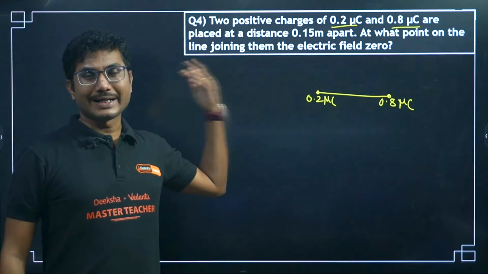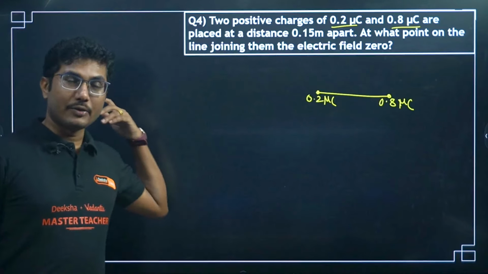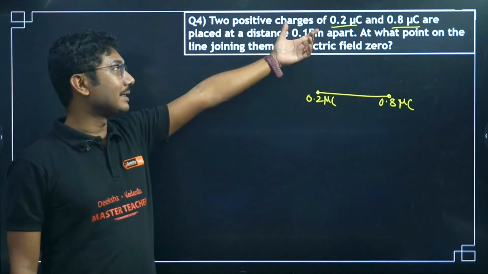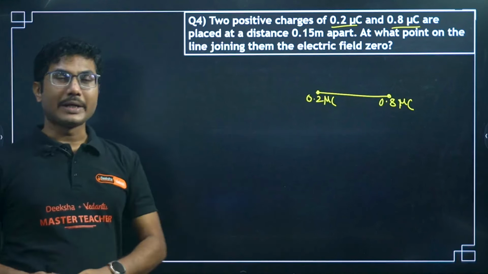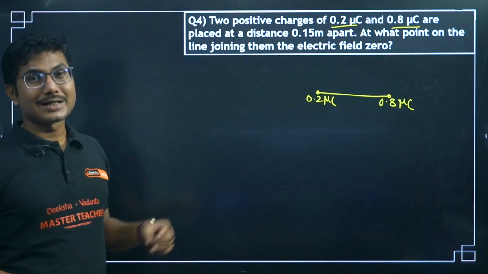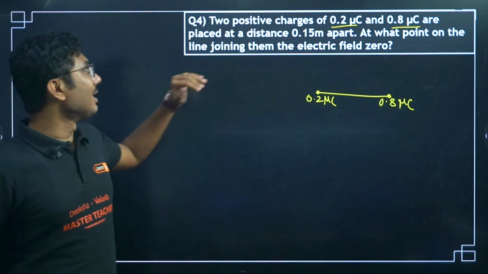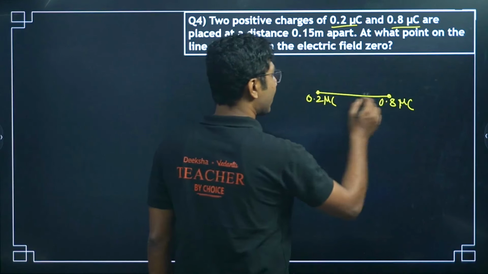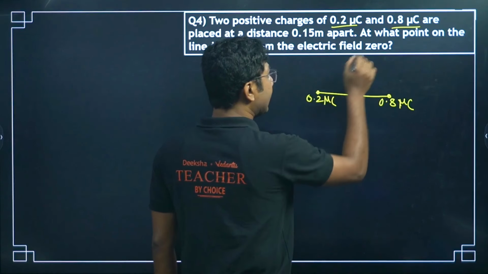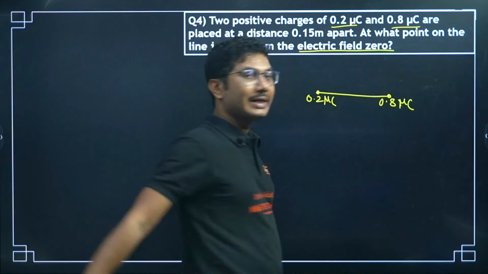I have seen students get confused and put what they have practiced rather than whatever is given in the question. Okay, so 0.2 microcoulomb and 0.8 microcoulomb are given. Now they ask you the point on the line joining the charges where the electric field is 0. Okay, so for two positive charges, this is called a null point, where the electric field is 0.